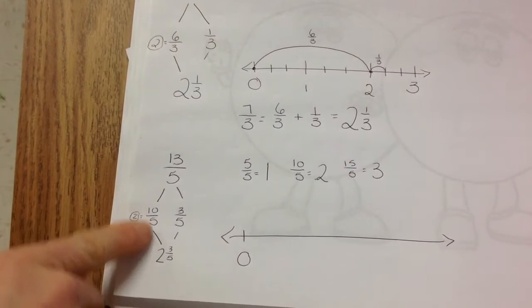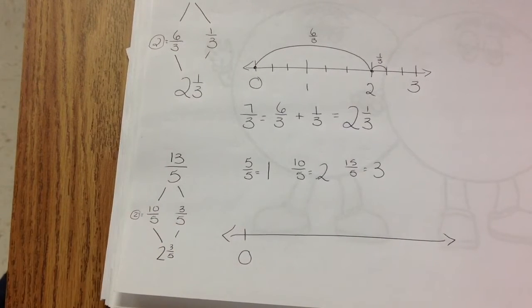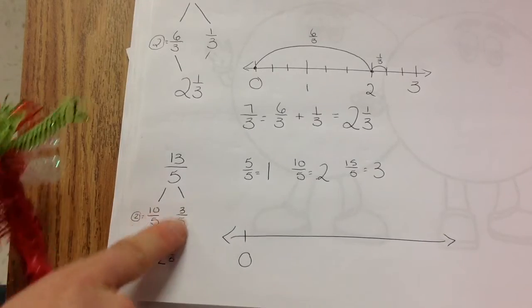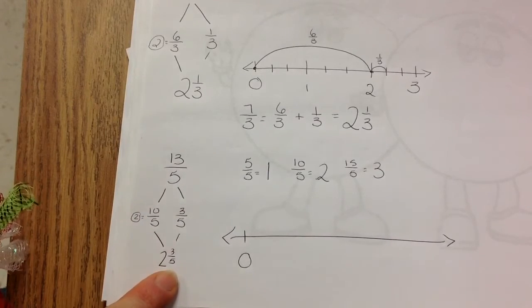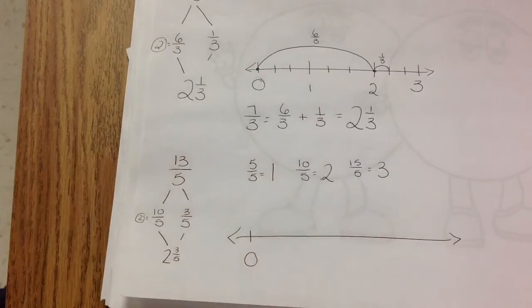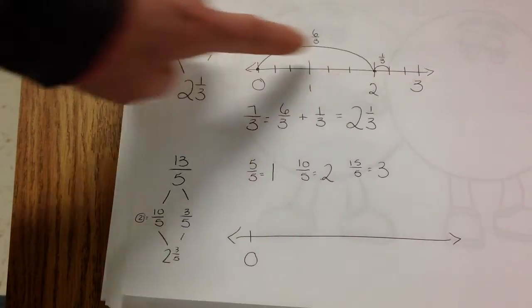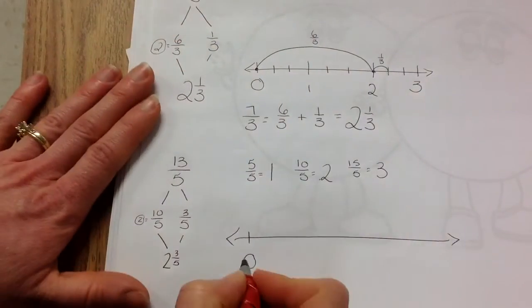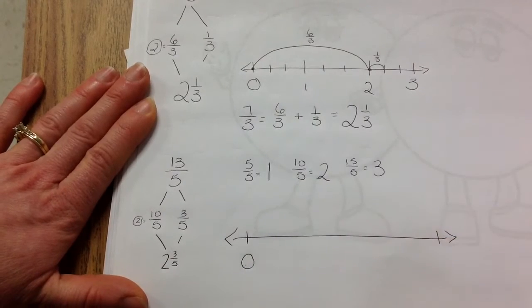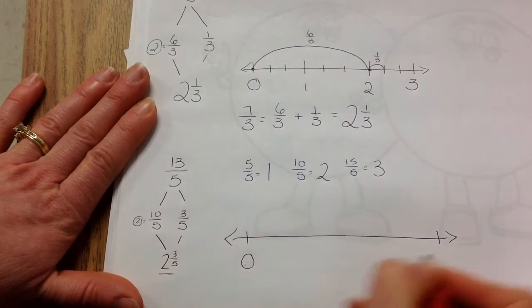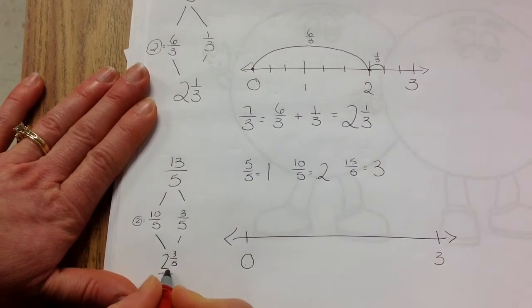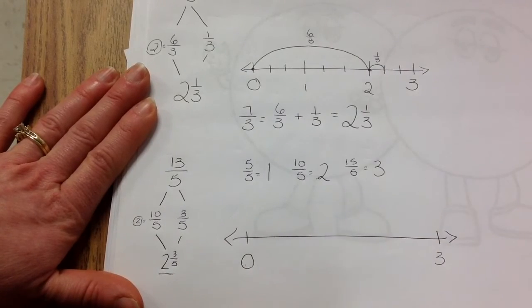Hopefully you came up with 2 and 3/5 as your mixed number because 10/5 equals 2. Bring down your 3/5. What I'd like you to do now is plot it on that number line just like we did up here. Our endpoints are 0 and 3 again, because 2 falls between 0 and 3.